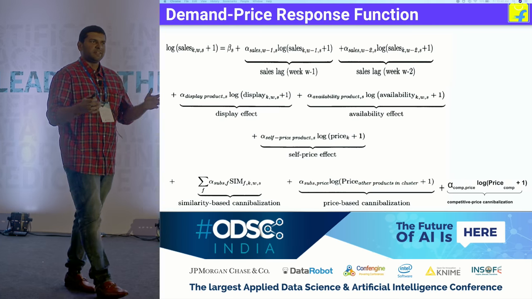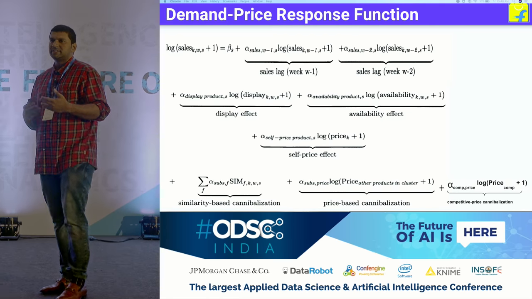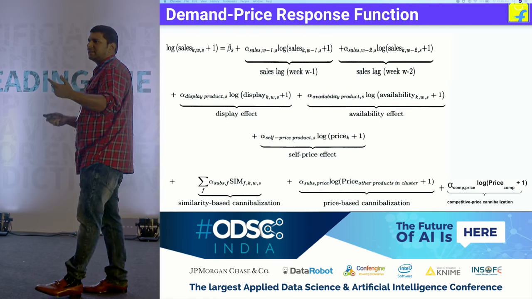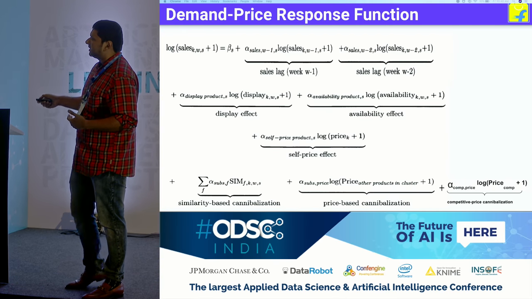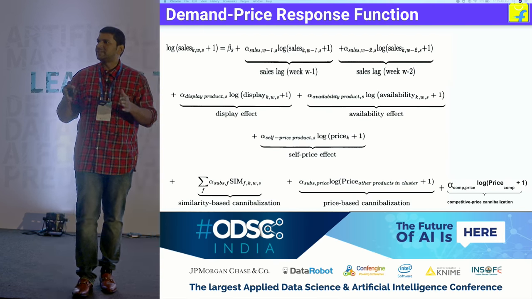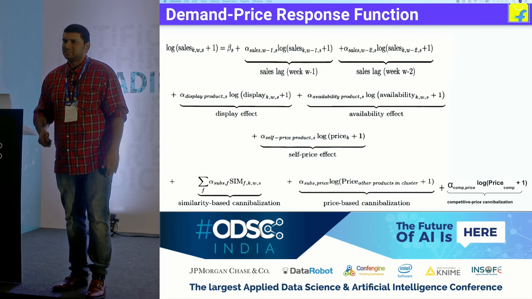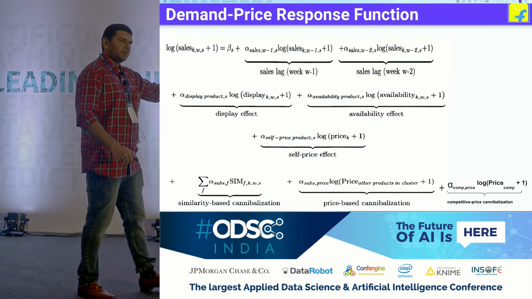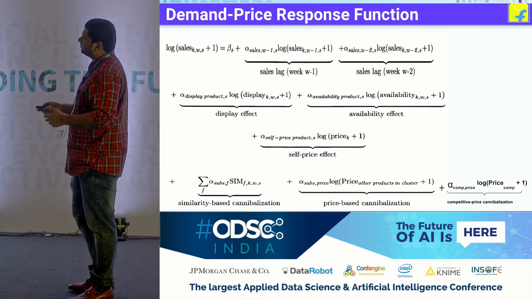So essentially, there are similar sets of products which you can identify based on browse behavior. So essentially, somebody looks at two different products in the same session, for example. That's co-browse. There is price-based cannibalization, essentially products which belong to the same price category, so to speak. And finally, there is competitive price cannibalization. So you have competition from other companies, other online platforms, and so on. So you account for that as well.